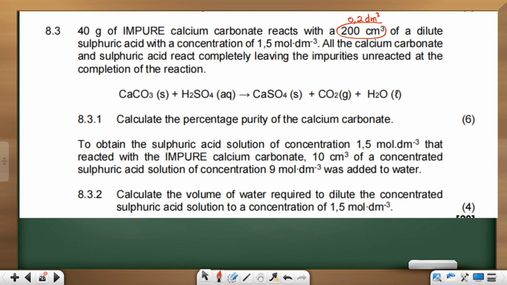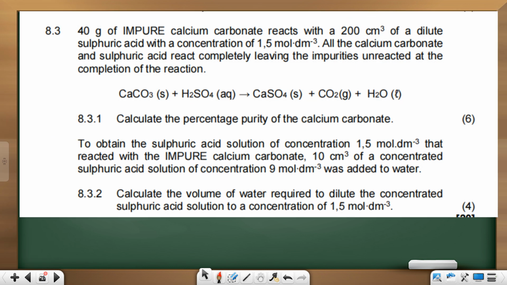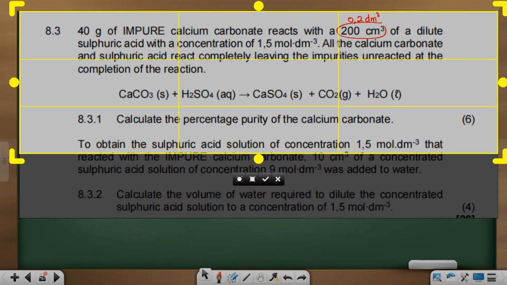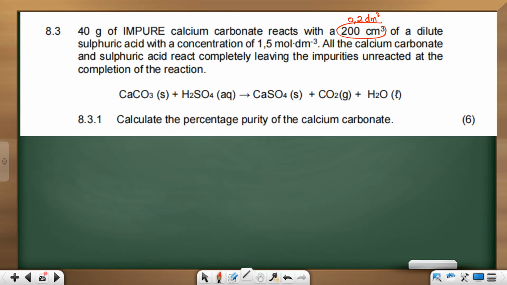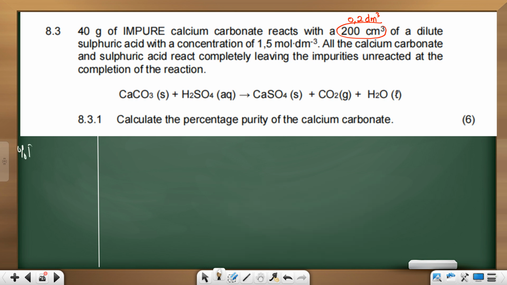Calculate the percentage purity. Let me quickly copy and paste this question. What is the formula for percentage purity? Do you remember the formula for percentage purity? I'll remind you so that we use that as a guide to what we need to do. Percentage purity is mass of what is pure over total impure sample times what?